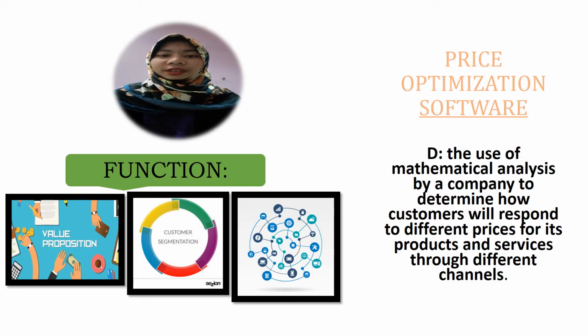So today I will explain about price optimization software. It can be defined as the use of mathematical analysis by a company to determine how customers will respond to different prices for its products and services in different channels. The function of price optimization software is to tailor pricing for customer segments by simulating how target customers will respond to price changes, then to collect historical data and monitor results with updated data input, and also to improve the modeling accuracy. Lastly, it clarifies the business value proposition by setting strategy rules to guide the modeling accuracy.